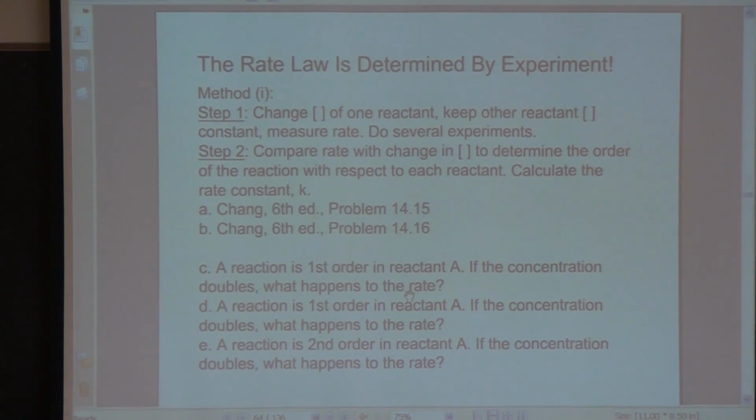Okay, so we have 3 experiments. So 45. What you want to do is determine the order of the reaction and calculate the rate constant k.